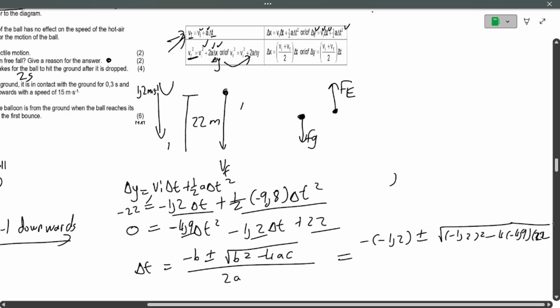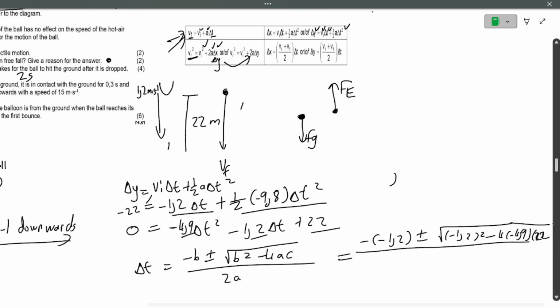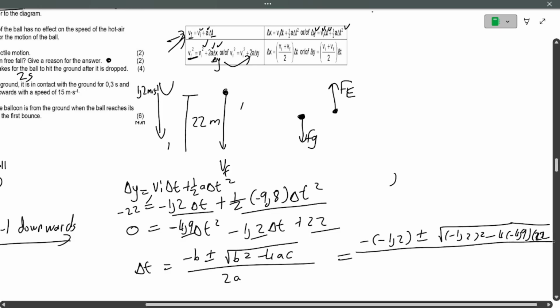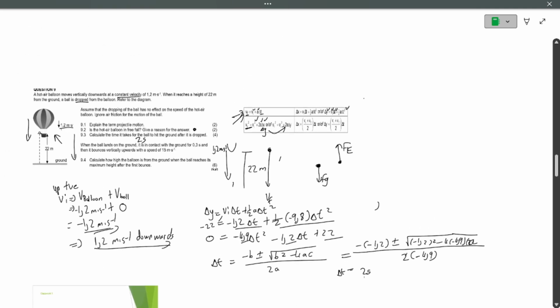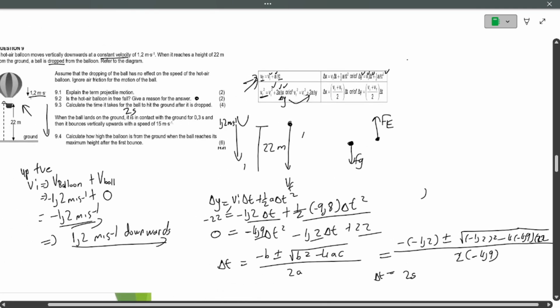Let me just make more space. There it is. And then after this, we say 2 times a, which is negative 4.9. And then we also get our time equals 2 seconds. So yeah, there it is. Our time is 2 seconds.